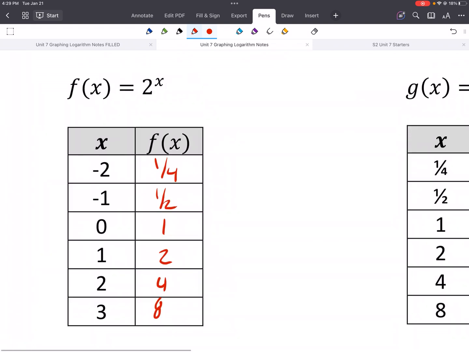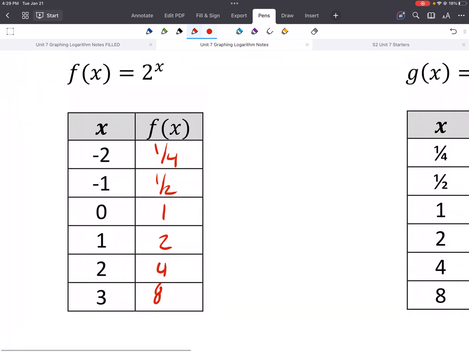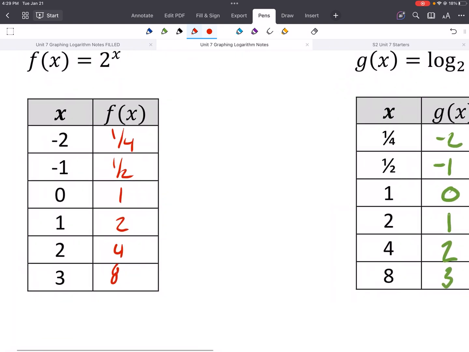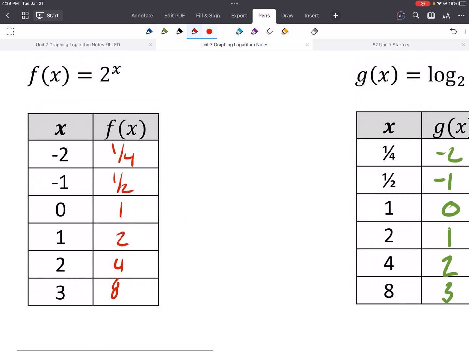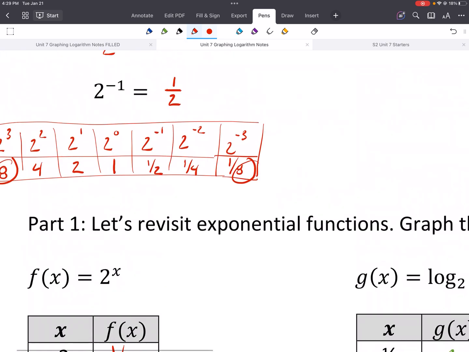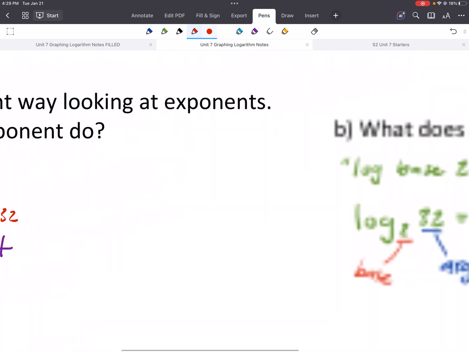In class, we filled this part in. If you want to give that a go, we're going to compare it to this g of x on the right side and see. But now let's talk about logs.